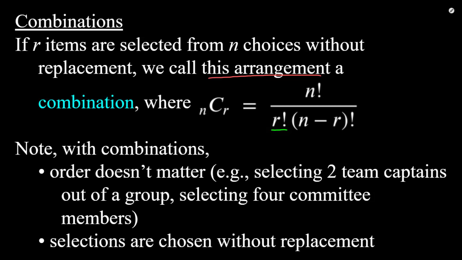So a couple things we want to note about combinations. The order does not matter. Very important here. If the order does not matter, you're dealing with a combination. If the order does matter, you're dealing with a permutation. So for example, selecting two team captains out of a group, selecting four committee members, where there's no ranking of those things. It's just you're putting a group together.